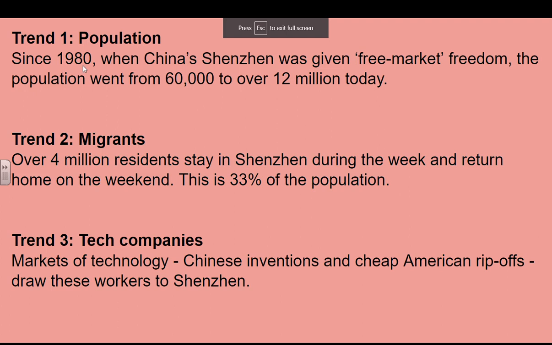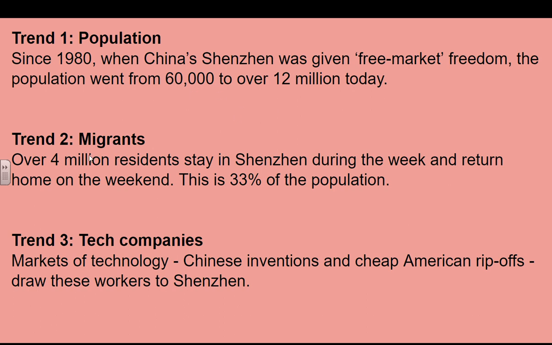So for example, 1980 was the time when Shenzhen was given free market freedom, which meant that they could attract people from all over the country, they could attract businesses, and they could make sure that migrants wanted to come and live there. And that meant that the population went from, you know, under 1 million, about 60,000, to 12 million today. Right, so that is some information that we had, some information that we didn't have. I'm going to be putting some of that into my colour green.